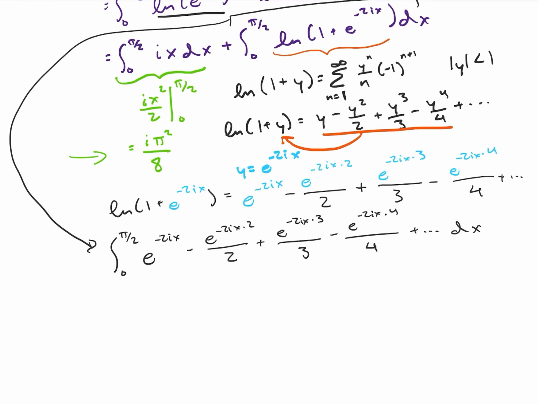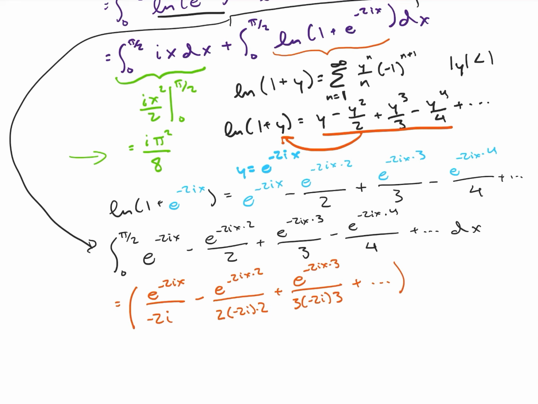So when I integrate this, I'm going to end up getting e to the negative 2ix divided by negative 2i, I'm just taking that constant out, minus e to the negative 2ix times 2 over 2 times negative 2i times 2 again. And then I'm going to get plus e to the negative 2ix times 3 over 3 times negative 2i times 3. And this will keep going. And we're going to evaluate this whole thing from 0 to pi over 2.